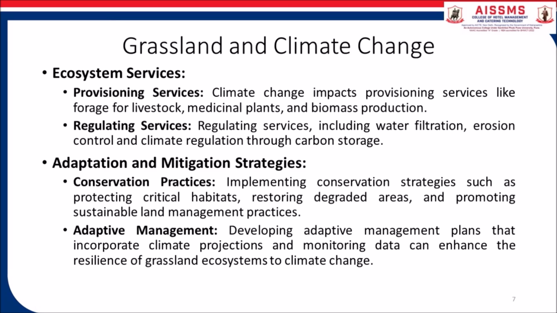Next will be adaptation and mitigation strategies. Various conservation practices such as protecting critical habitats, restoring degraded areas, and promoting sustainable land management practices can help mitigate climate change impacts. Adaptive management. Developing an adaptive management plan that incorporates climate projections and monitoring data can enhance the resilience of grassland ecosystem to climate change.